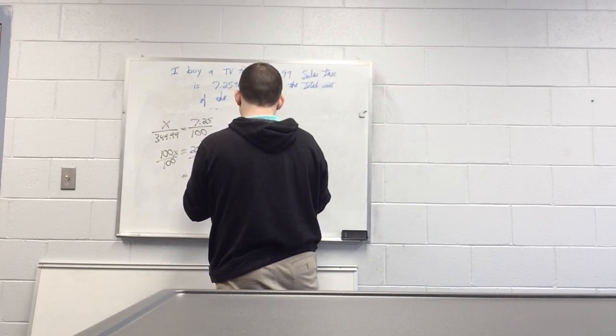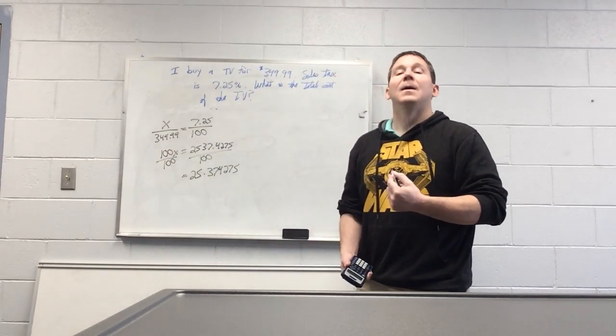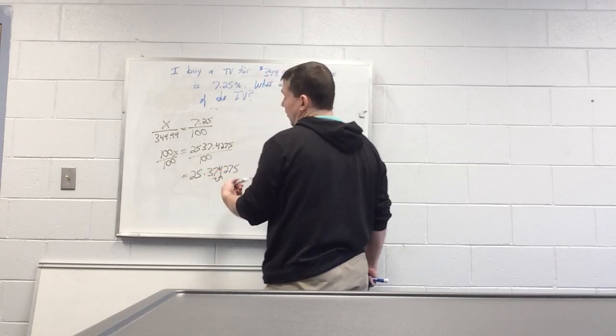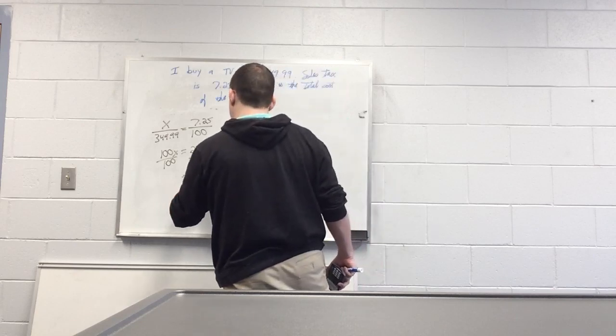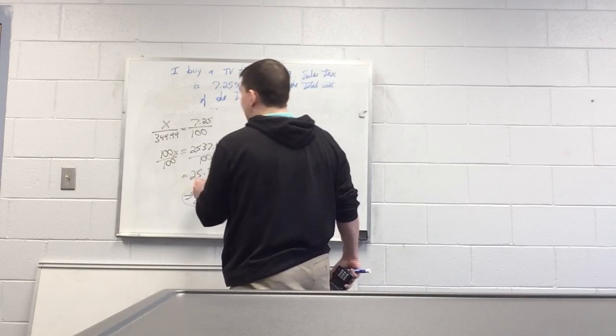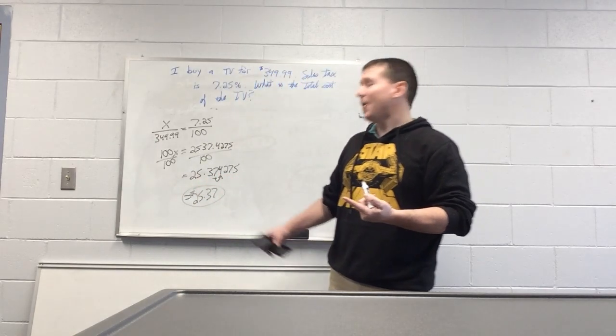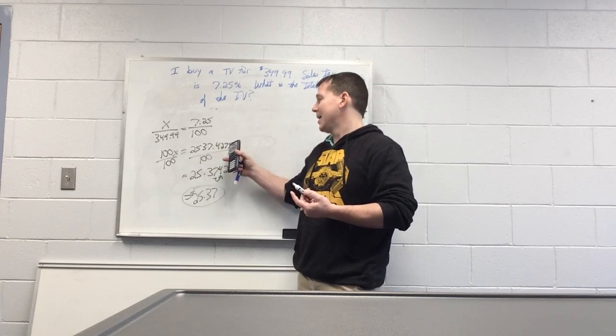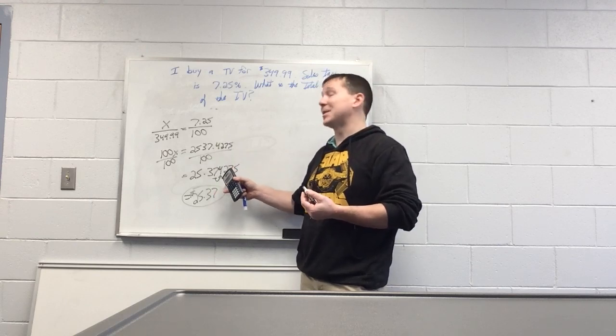25.374275. I wrote it right, good. We know this is money, so I'm going to round the second decimal place. The next one's a 4, so I round down, and I get 25.37. And one thing I would point out, you actually could have rounded this one right here just to make the number shorter, and then you wouldn't have had to worry about it as much here.